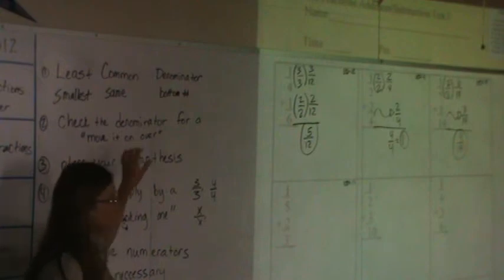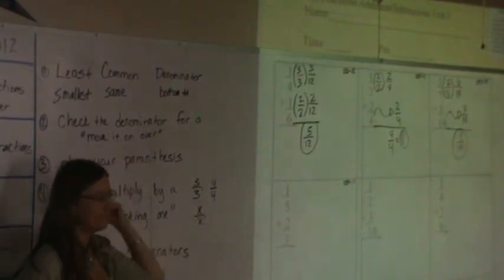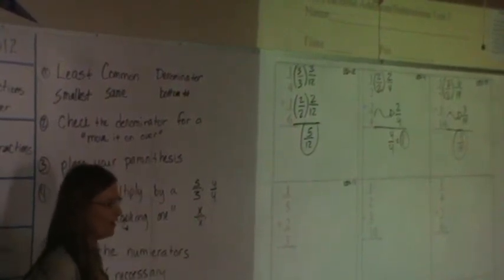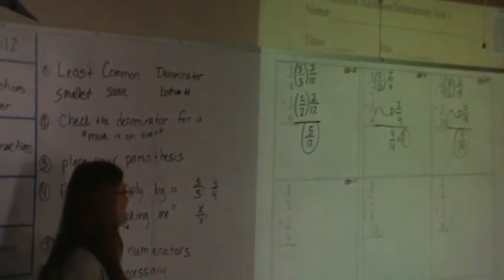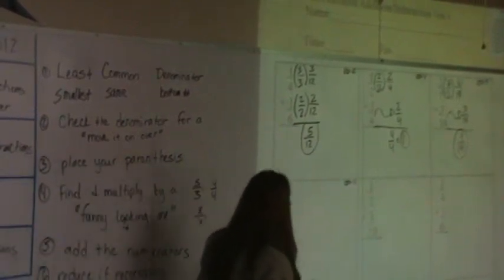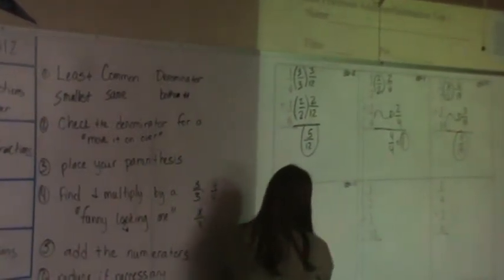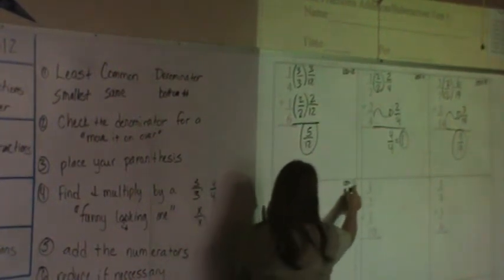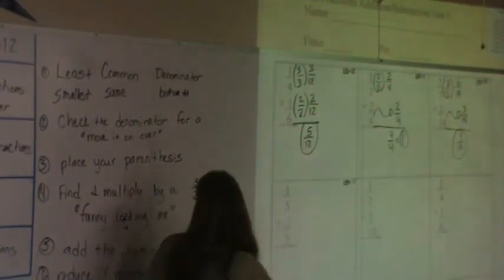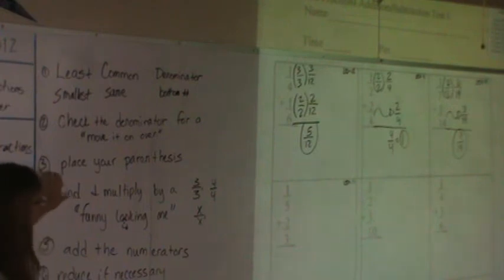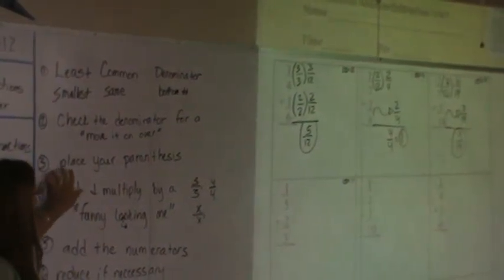Okay, my next step. Let's look at the next step. Check the denominator for a move it on over. Ready? Move it on over. Okay, do we have a move it on over? No, because 5 is not 15 and 3 is not 15. So we've got to skip this step and go to number 3. Read it with me, go.